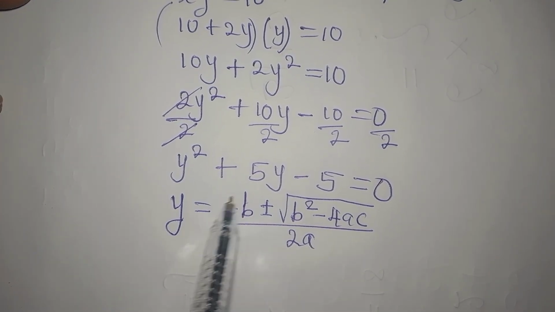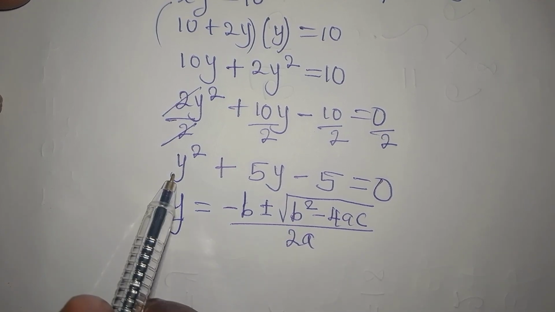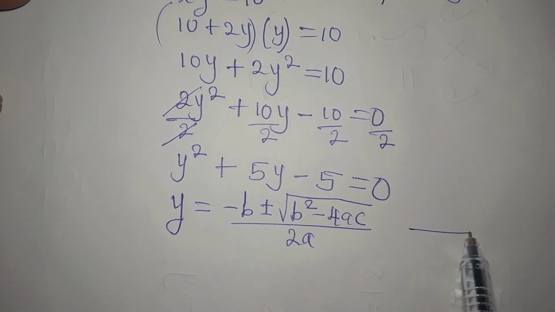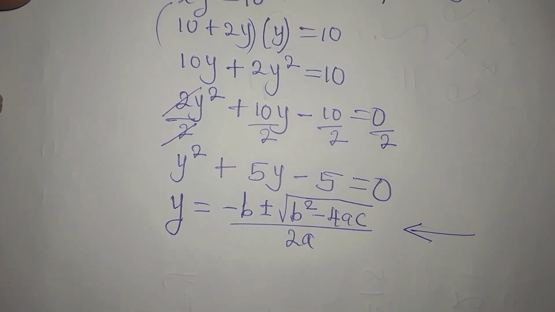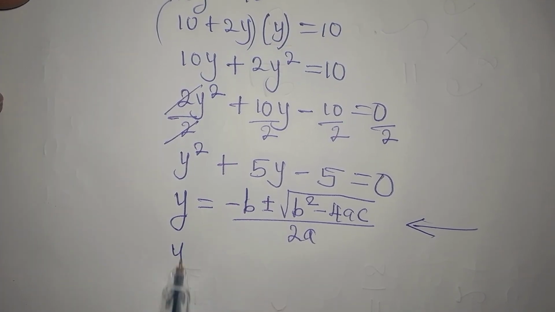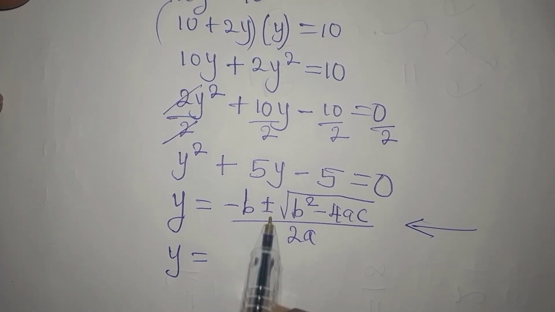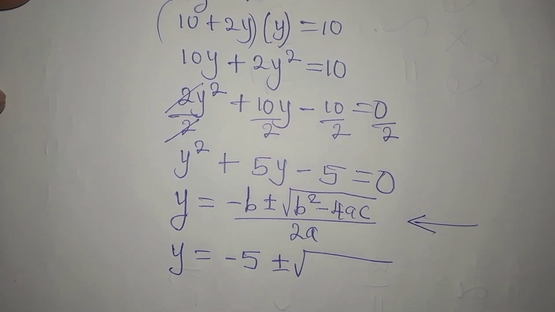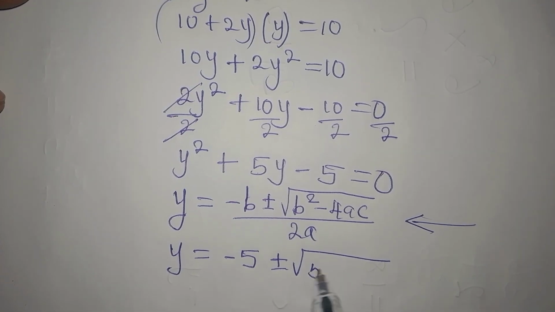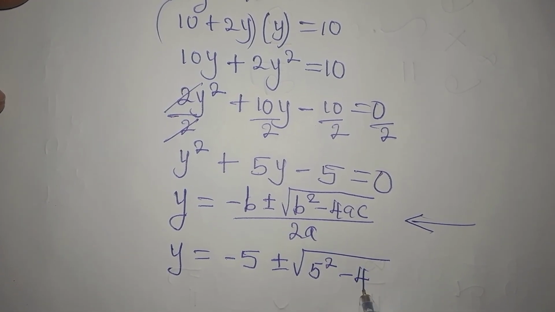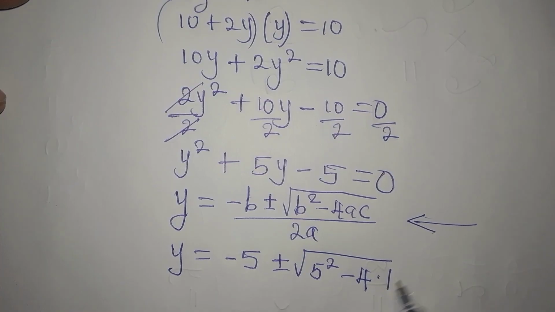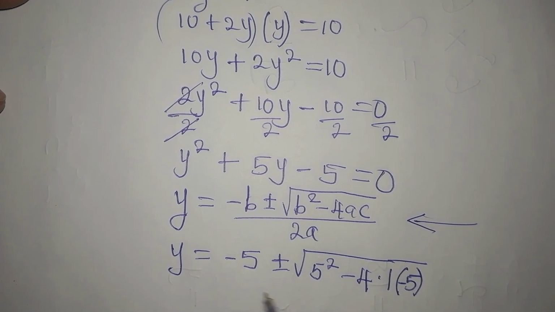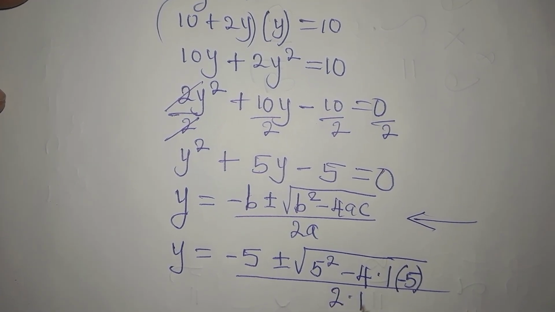Now, let's get the value of a, b, and c. a is 1, b is 5, c is minus 5. So we'll now put these values into this formula. So now y will be, in place of minus b, I'm going to write minus 5, plus or minus, what is b squared? That will now be 5 squared, minus 4 times 1, because a is 1, then times negative 5. Divide this by 2 times 1.